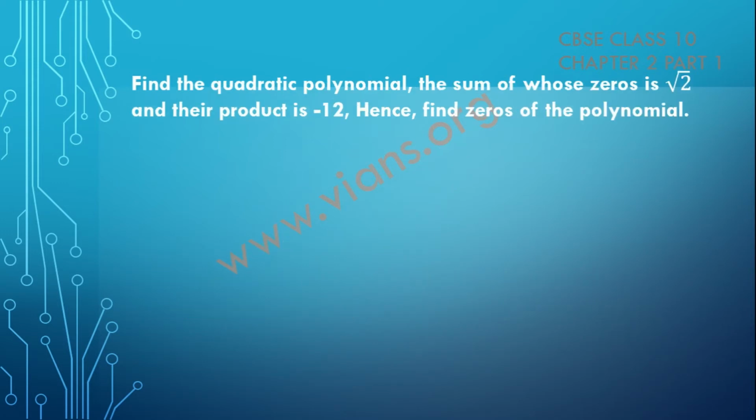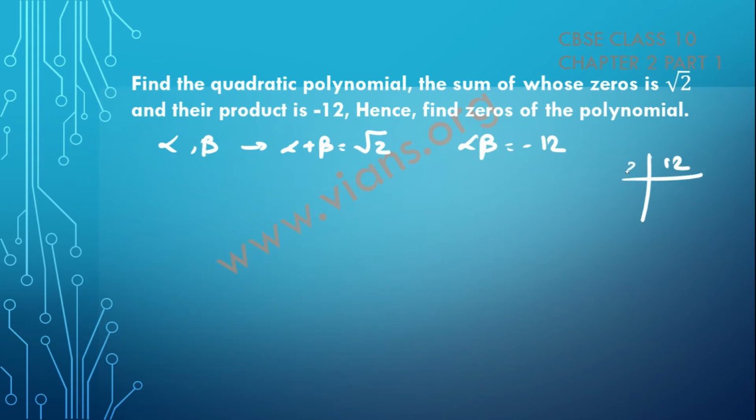There's another question here that says find the quadratic polynomial, the sum of whose zeros is root 2. So let's consider there are two zeros, alpha and beta, such that alpha plus beta is equal to root 2 and the product is equal to minus 12. Now, what are the factors of 12? 12, 2 6s are 12, 2 3s are 6, 3 1s are 3. Right?